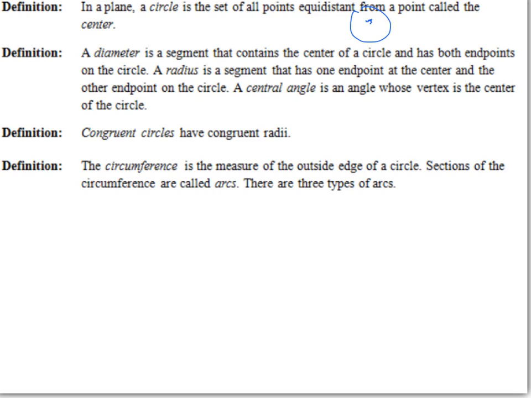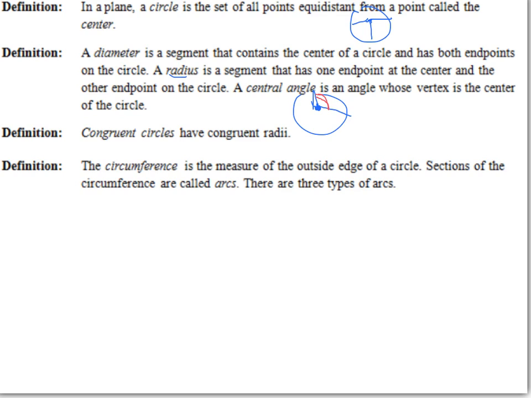And from that center, all the distances to the edge are the same. That's the radius. Diameter is going to be the distance across. The radius is from the center to the edge of the circle. And the central angle is the angle created from the center with two radii. So this right here would be a central angle.